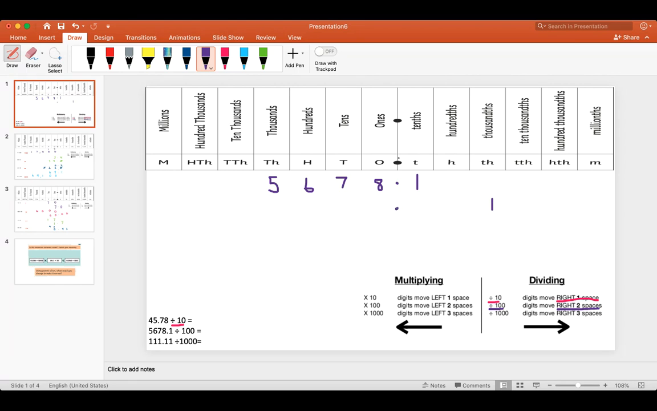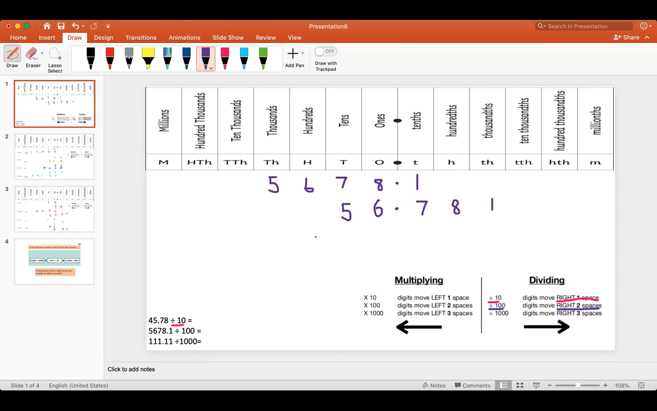The 8 is going to leapfrog over 1, 2. So the 8 is going to go here. The 7 is going to leapfrog 1, 2 into this space. 6 is going to go here. And the 5 is going to go here.